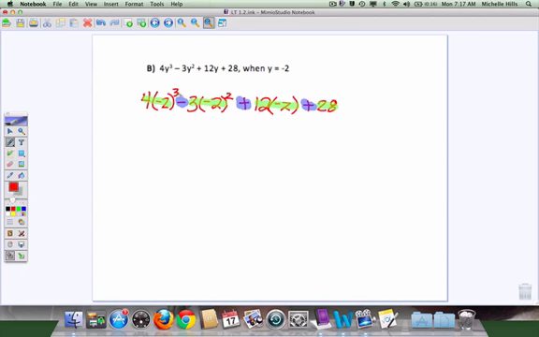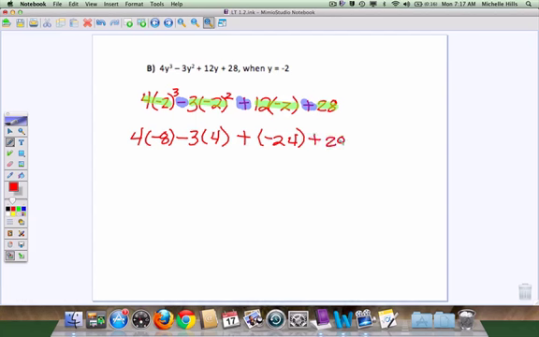So with multiplication and an exponent in this part, the exponent would come first. This becomes 4 times negative 8. Bring down my minus. Again, multiplication and an exponent. The exponent goes first. So 3 times 4 plus 12 times negative 2 is negative 24. And then bring down my plus 28. These two are already simplified, but I still have simplifying to do here. 4 times negative 8 is negative 32, minus 3 times 4 is 12, plus my negative 24, plus my 28.